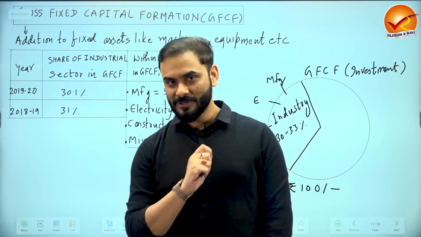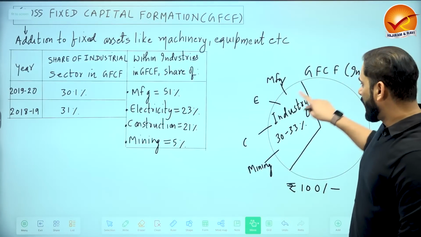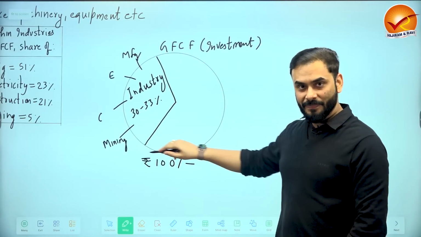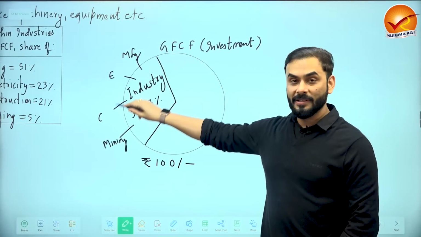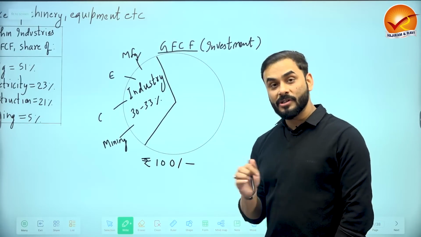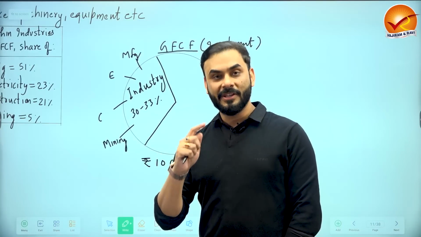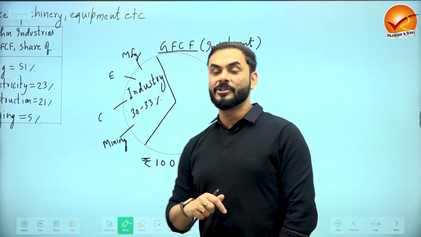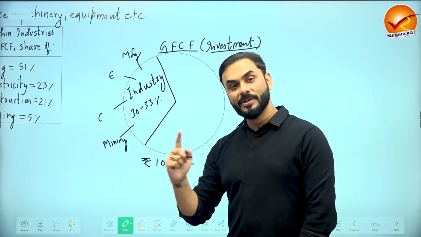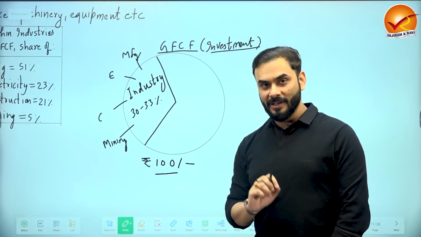So what is the level of investment? Now, suppose, guys, look at this circle. Suppose this circle is the total investment in the economy. The technical term for investment in the economy is gross fixed capital formation. When you buy new machines or new equipment, it is called investment, gross fixed capital formation. Suppose that in our economy, we buy new machines and equipment worth ₹100. So 100 is the total investment in the economy.